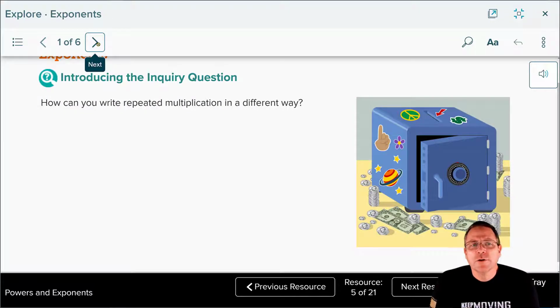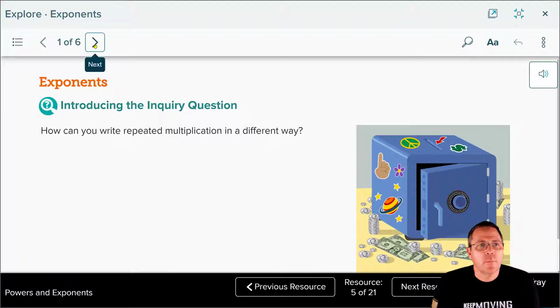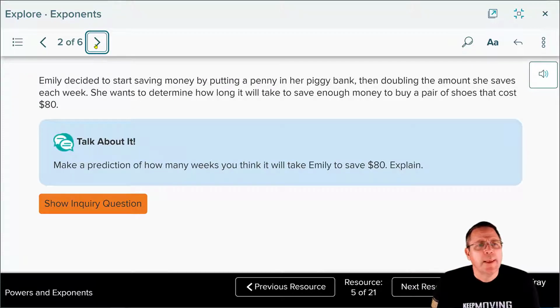Our inquiry question wants to know how you can write repeated multiplication in a different way. Well, that is going to be using exponents, and we're going to see that here in just a minute. Emily decided to start saving money by putting a penny in her piggy bank, then doubling the amount she saves each week. She wants to determine how long it will take her to save enough money to buy a pair of shoes that cost $80. It would be a lot quicker than you think, because when you're doubling, it gets to be pretty large pretty darn quick.